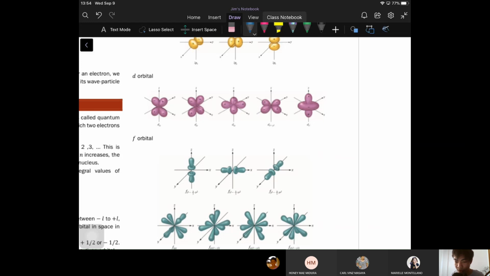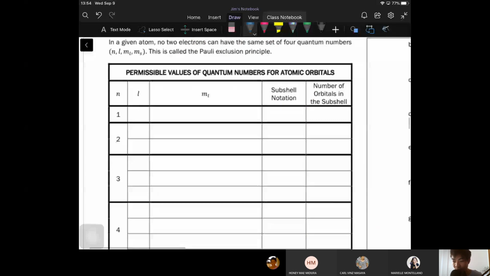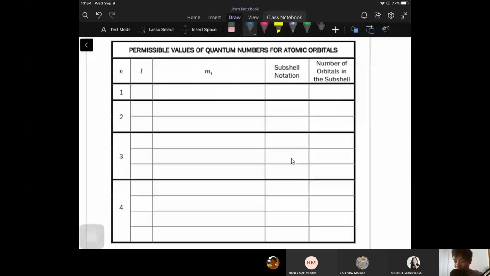So, yan. So, punta na tayo dito sa permissible values of quantum numbers for atomic orbitals na. Teka lang, umuulan. Ayan, umuulan na dito. Okay, so ano ba yung mga possible values of quantum numbers per different orbitals? No? For n equals 1, 2, 3, 4. Ano mga possible values ng L, ML, and ano yung notation nila? Ano yung shortcut nila? No? Okay, so ganito lang. No?